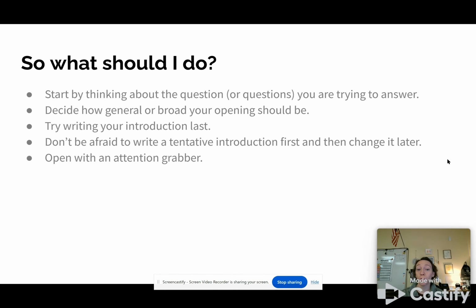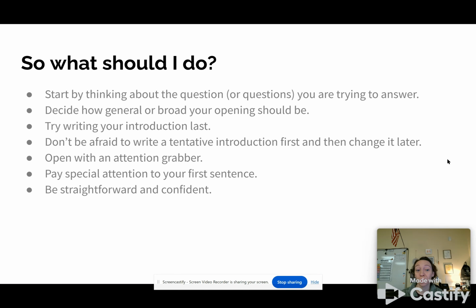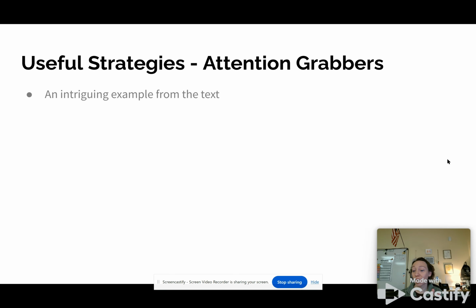You also can open with an attention grabber, which I'll talk about here momentarily. And then I also want to stress the attention to your first sentence. Again, first impressions are important. Be straightforward, be confident, and here are some strategies that are helpful.